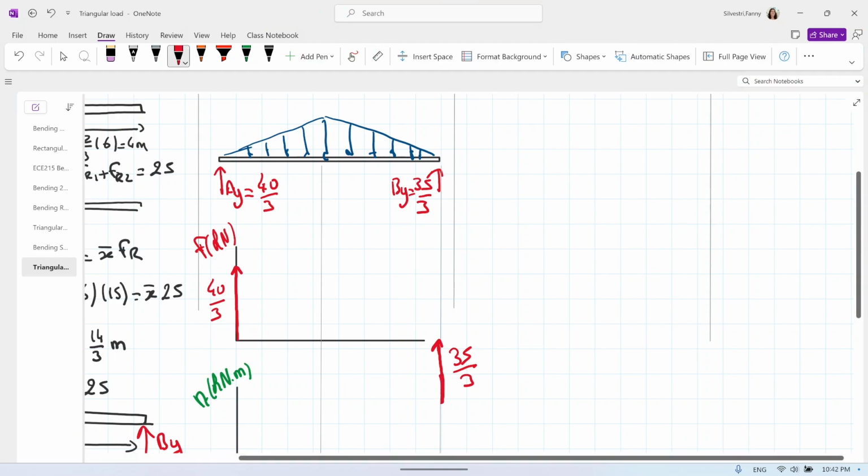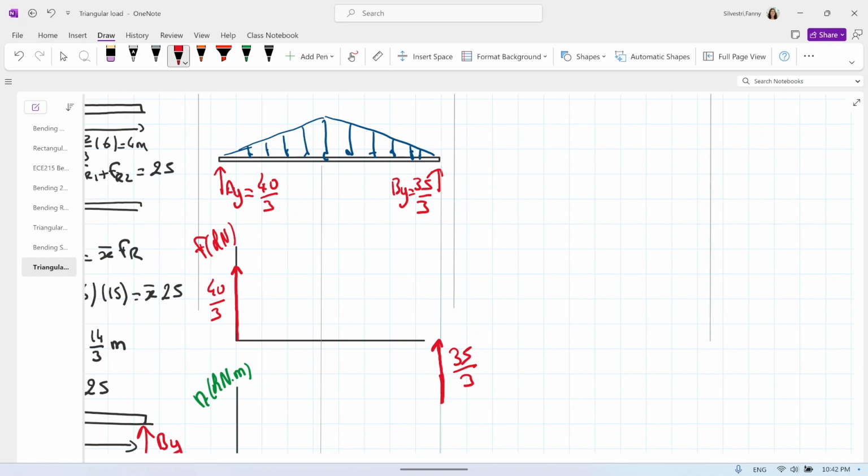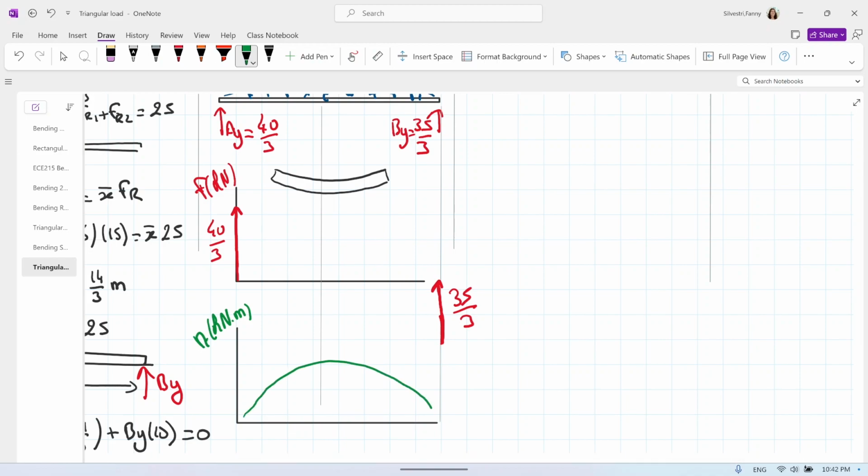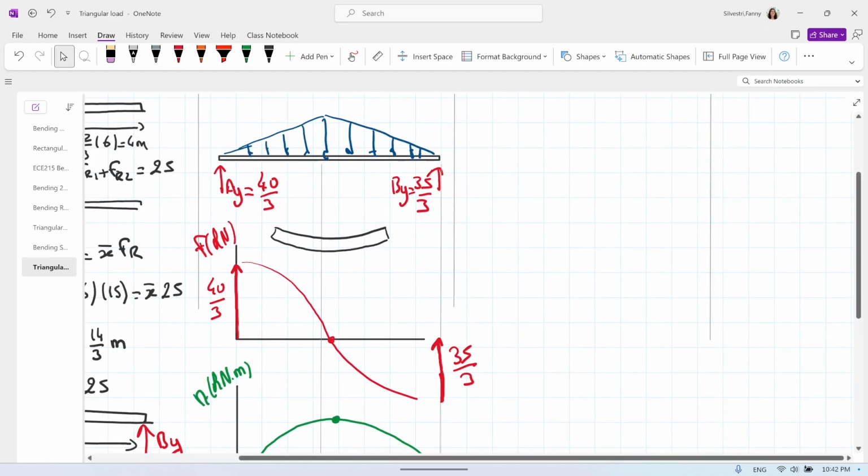In between, there is some distributed load. We know that the flexion will be a smile, so the flexion will be positive somewhere like this. There is a place where the moment will be max. When the moment is max, the shearing will be 0. So we may have something like this, but we don't know more than that. You will get used to it: triangular load always gives you a second degree equation for the force and a third degree equation for the moment.